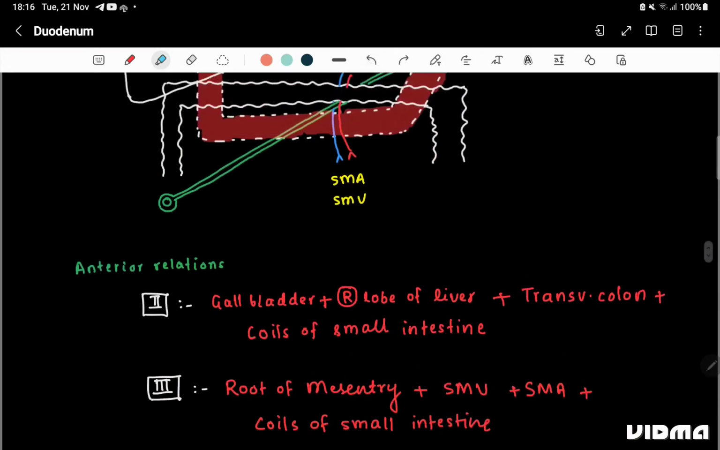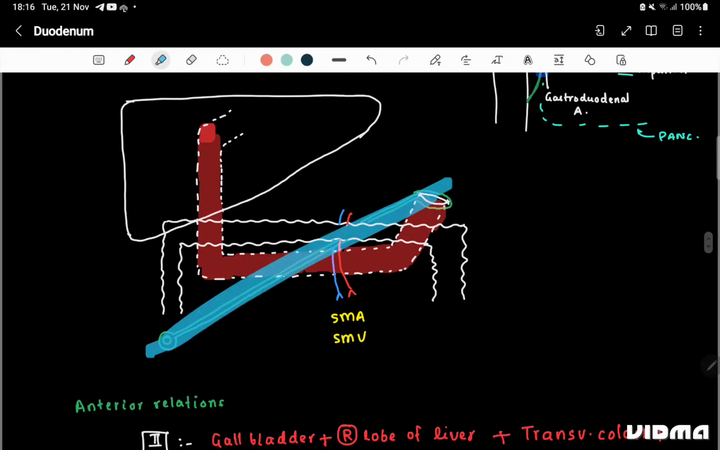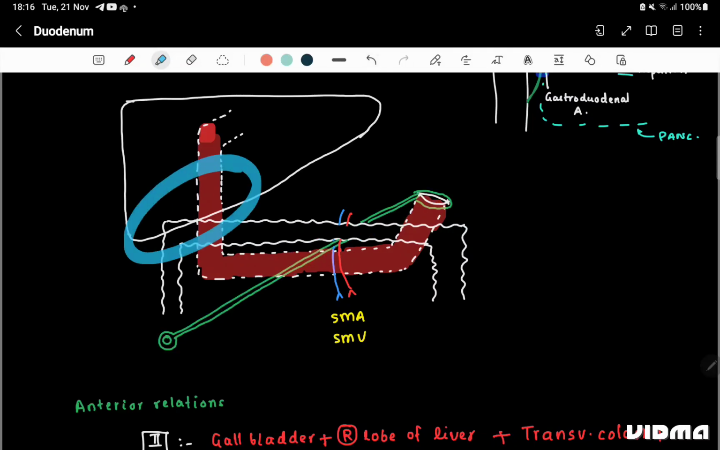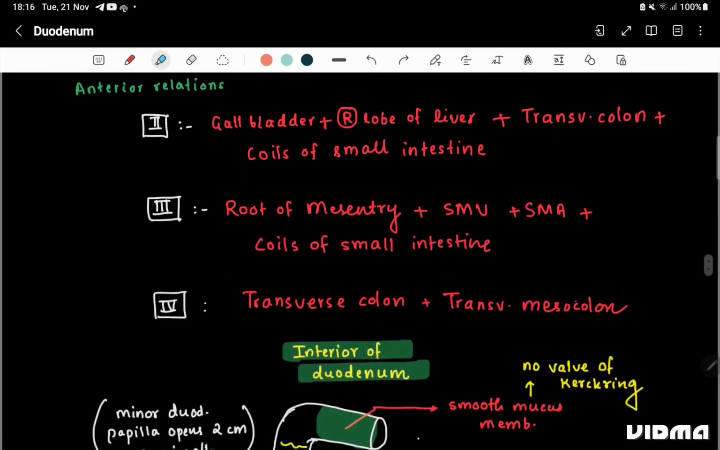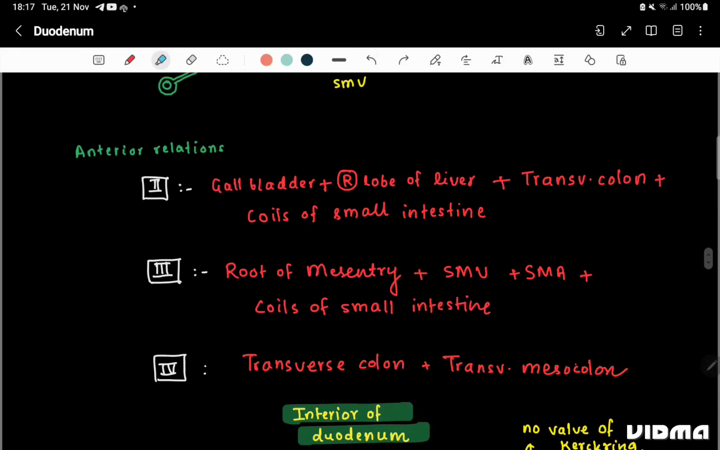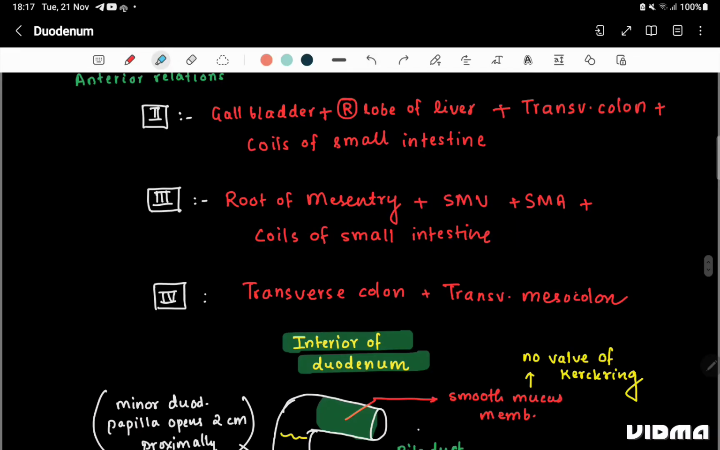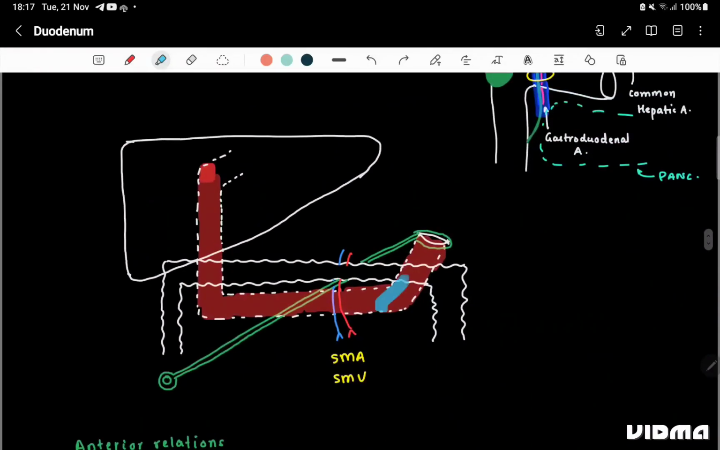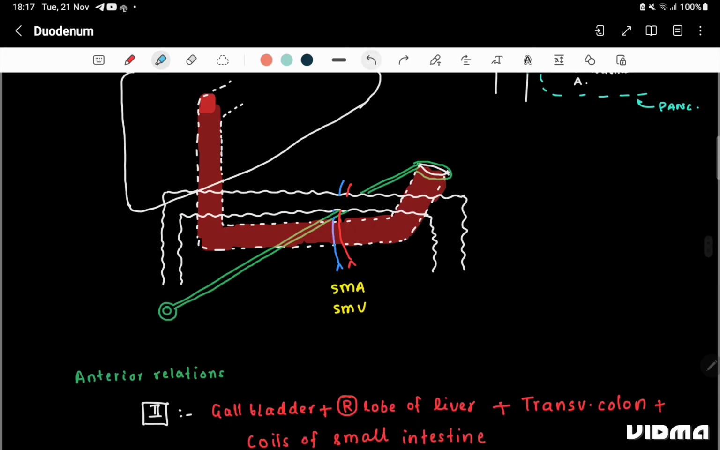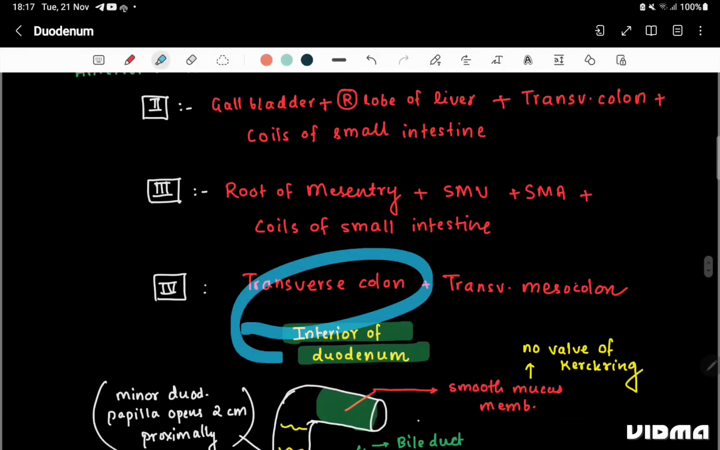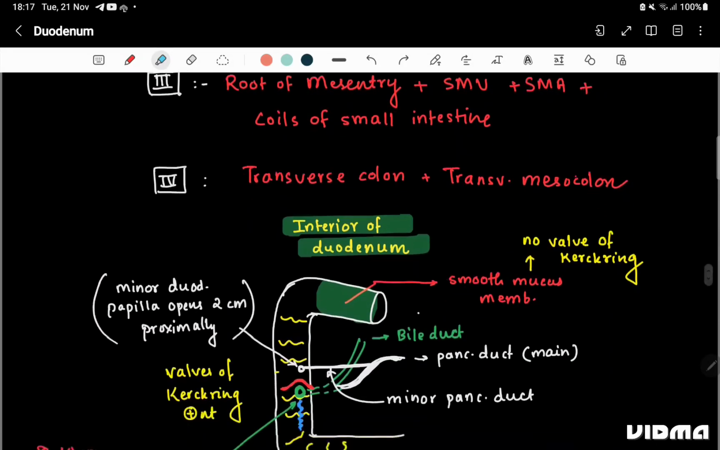For the third part, we have the root of mesentery. The root of mesentery is crossing the third part. It's not present in the second part. Then the SMV and SMA, the superior mesenteric vein and the superior mesenteric artery, and the coils of small intestine. Then for the fourth part, we have the coils of small intestine and the large intestine, the transverse colon and the transverse mesocolon.